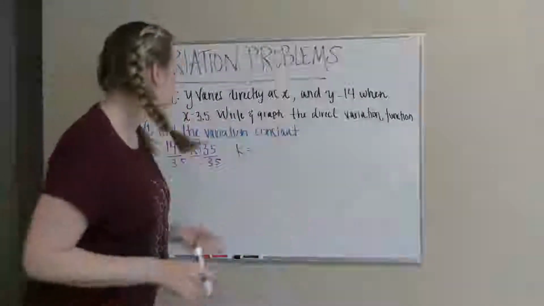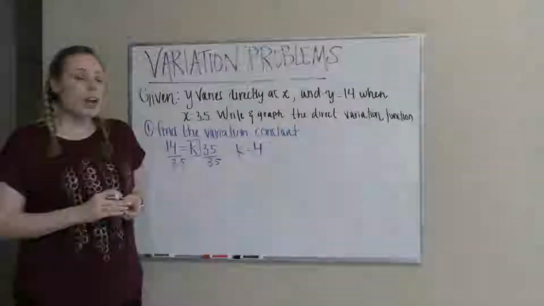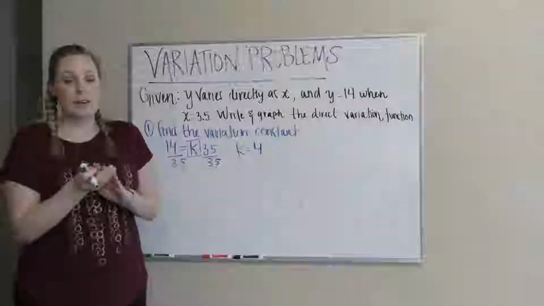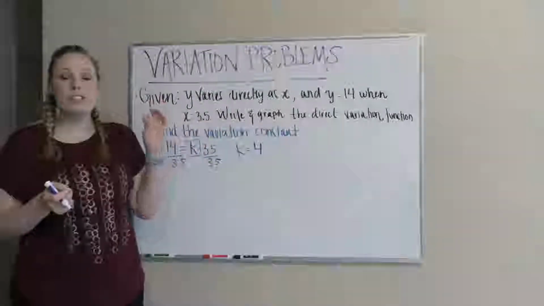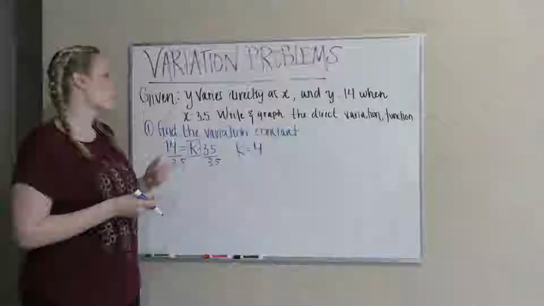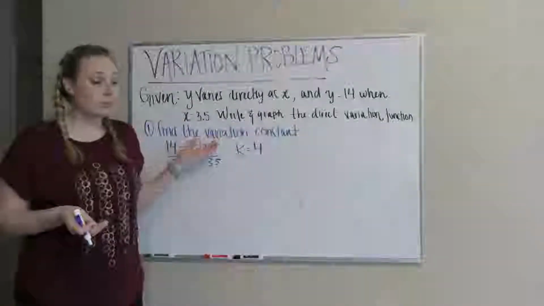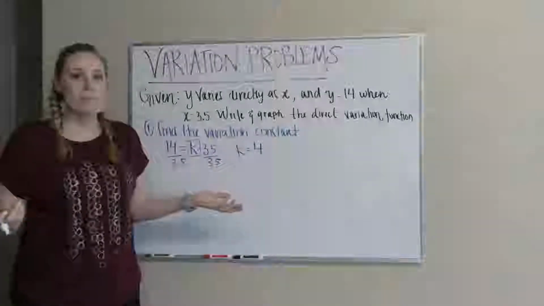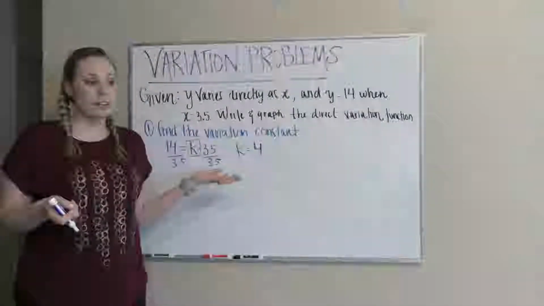It was 4. So k is 4. And what that means is that whatever my x value is, if I multiply it by 4, that's going to give me my y value every single time. So if my x value is 3, what's my y value? Let me think. Oh, 3 times 4, it's 12. If my x value is 1, what's my y value?